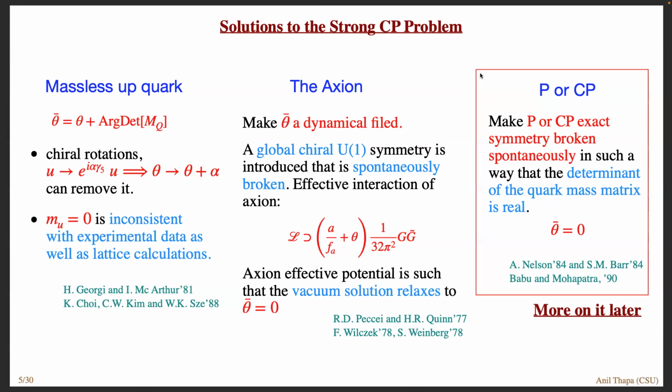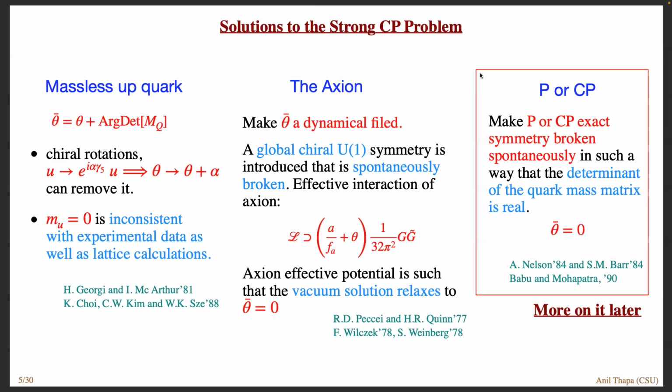The other solution is to make parity or CP symmetry exact, and then spontaneously break it such that the determinant of the quark mass matrix is real. Again, remember that theta bar is theta plus the argument of the determinant of m_q. So if you have any theory which, to begin with, is parity symmetric, for example.